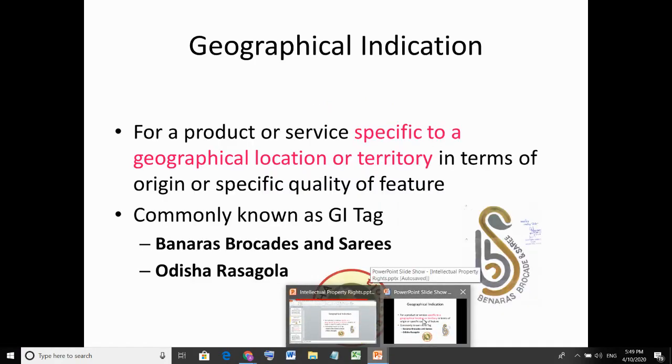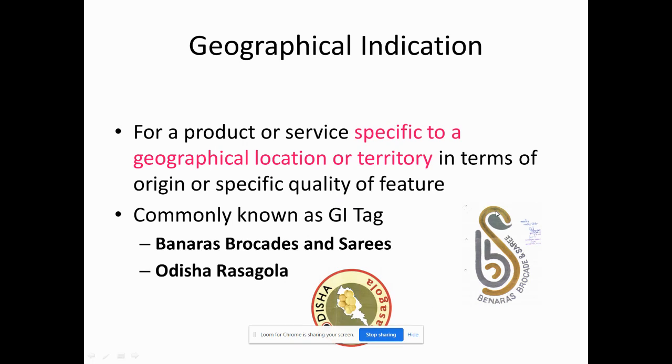GI tags. This slide is about GI tags. Nowadays, it is a very commonly used term that you can hear. Well, GI tags stands for geographical indication tags, and it is also a kind of method of protecting intellectual property rights.